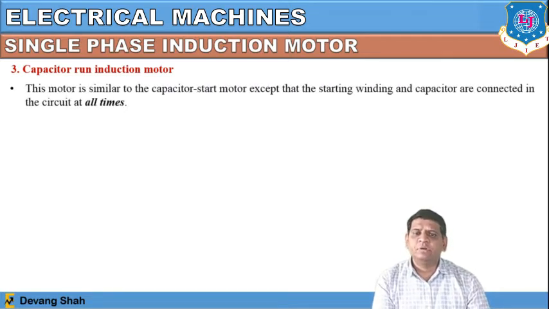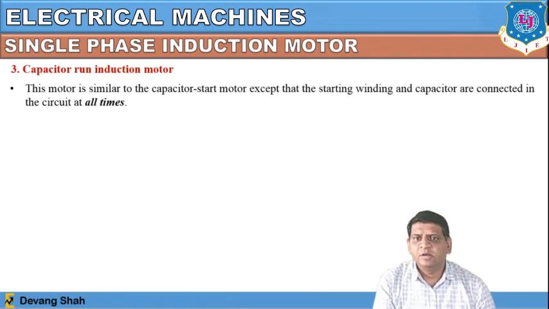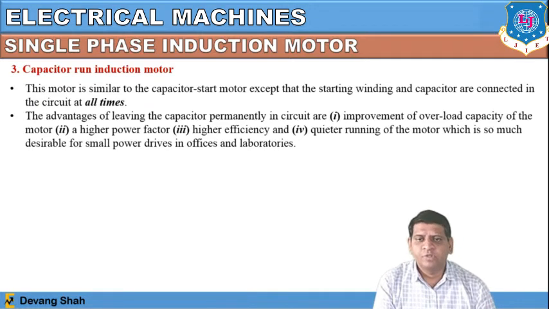Now the capacitor run induction motor is similar to the capacitor start motor, except that the starting winding and capacitor are connected in the circuit at all times. So here the capacitor is permanently connected. There are certain advantages of leaving the capacitor permanently in the circuit, such as improvement of overload capacity of the motor, higher power factor, higher efficiency, and quieter, smooth running of the motor, which is so desirable for small power drives in offices and laboratories.